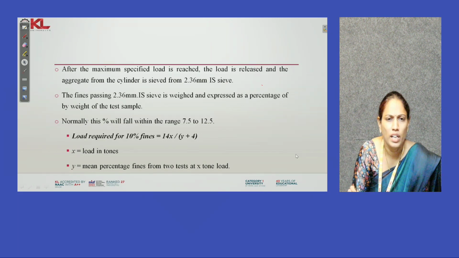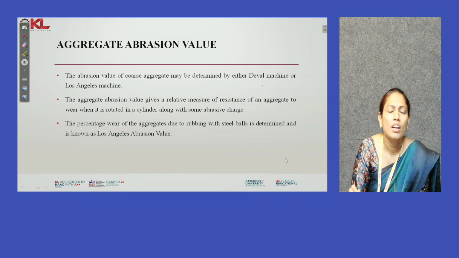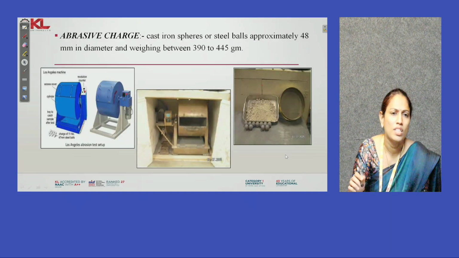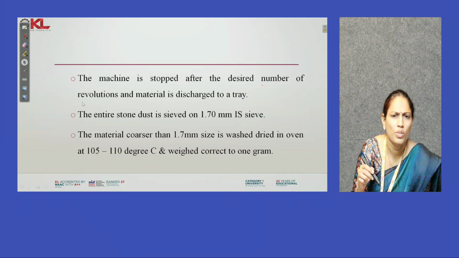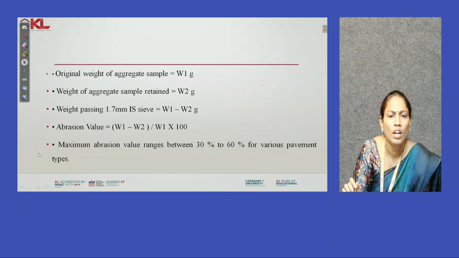And how we are going to calculate, and what is the fall range, like 7.5 to 12.5, has been given. So the aggregate abrasion value can be determined by the Deval machine or the Los Angeles machine, where we are going to add certain steel balls to determine the wear and tear of the aggregate, and based on that we are going to rotate it for a certain number of revolutions. So this is the Los Angeles test, where you can see 30 to 50% for pavements. Next one.